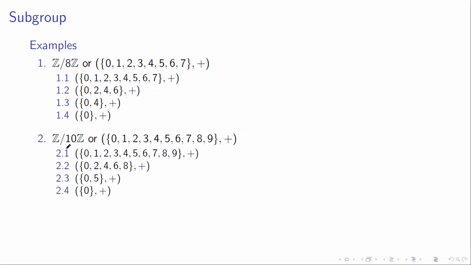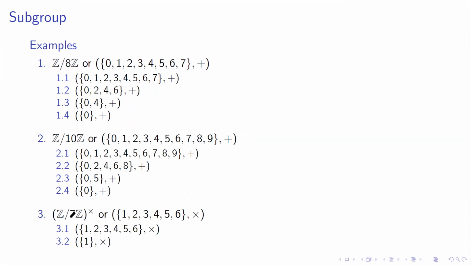And if we have integers modulo 10, it's also quite similar. So you have the group itself as the first one, and you also have the trivial subgroup and 2 proper subgroups right here. And for this one, this is the integers modulo 7 under multiplication. This is a simple group. That's why you only see two subgroups available for this kind of group.